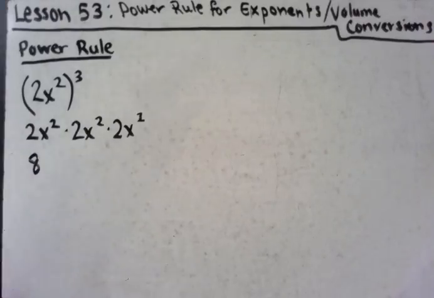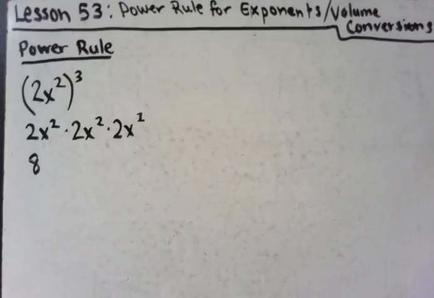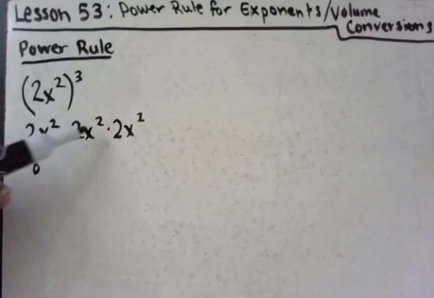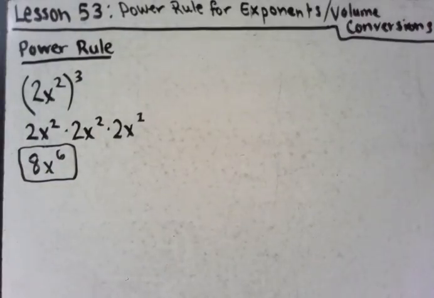And then we know that the product rule for exponents is when you have the same base, you can just add the exponents. And right here, the base is x, and so we can just do 2 plus 2 plus 2, which is 6. So it would be x to the 6th. And so that's, if you ever forget the rule, you can always write it out the long way.